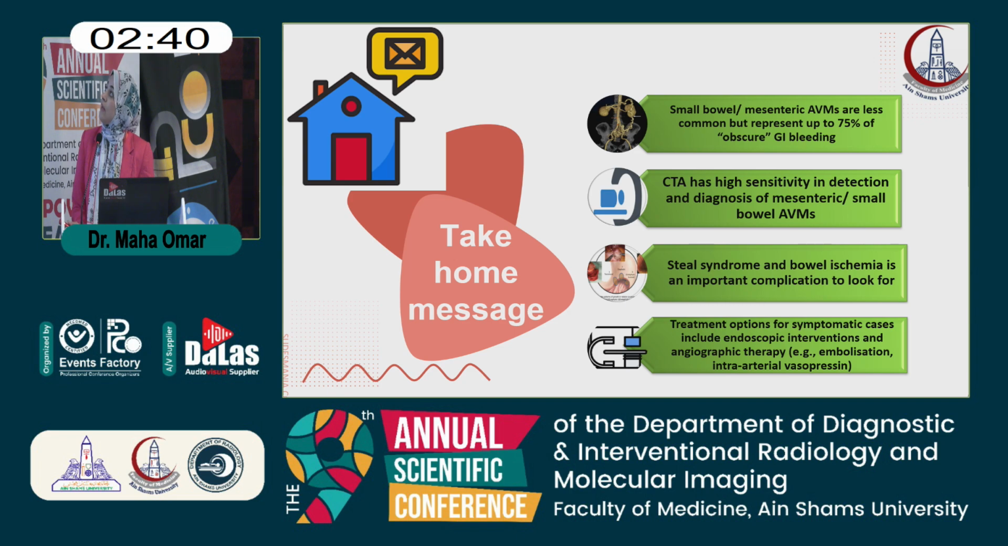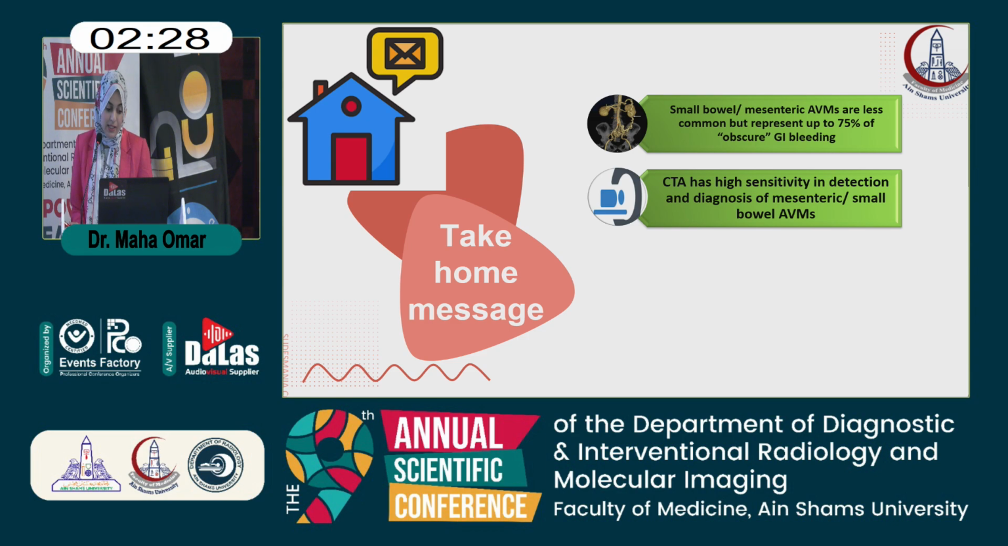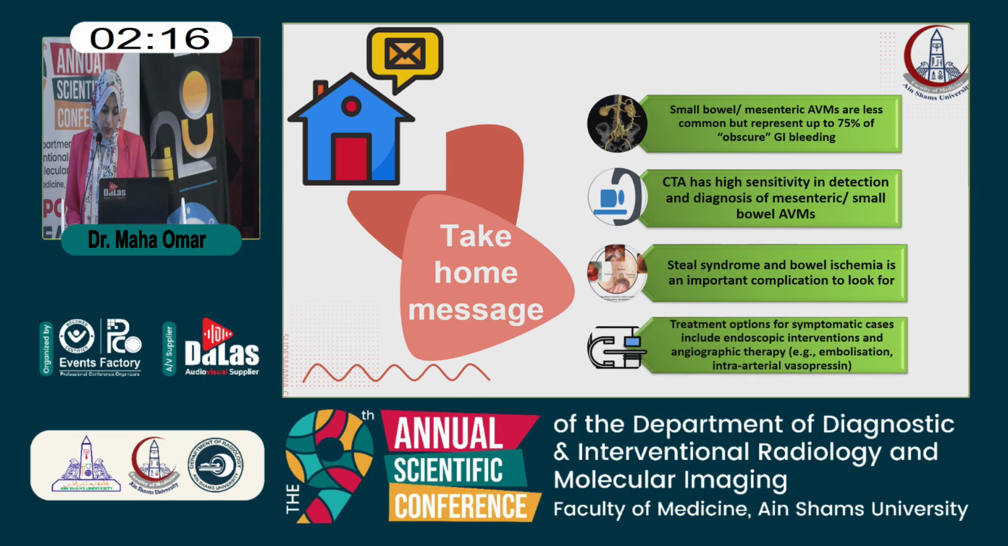So our take-home message: small bowel mesenteric arteriovascular malformations are less common but represent up to 75% of obscure GI bleeding. CT angiography has high sensitivity in detection and diagnosis of mesenteric or small bowel arteriovascular malformations. Steal syndrome and bowel ischemia are important complications to look for. Treatment options for symptomatic cases include endoscopic interventions and angiographic therapy, for example, embolization and intra-arterial vasopressin.